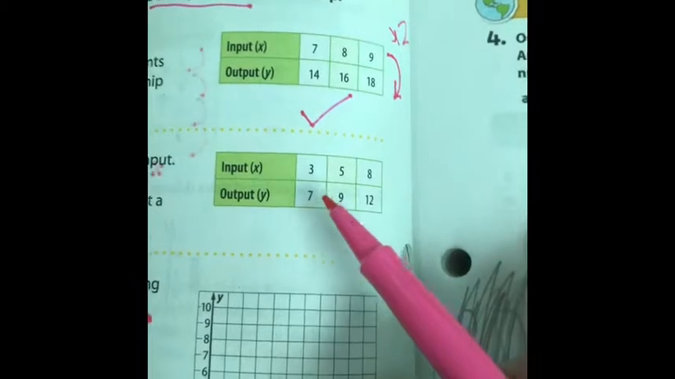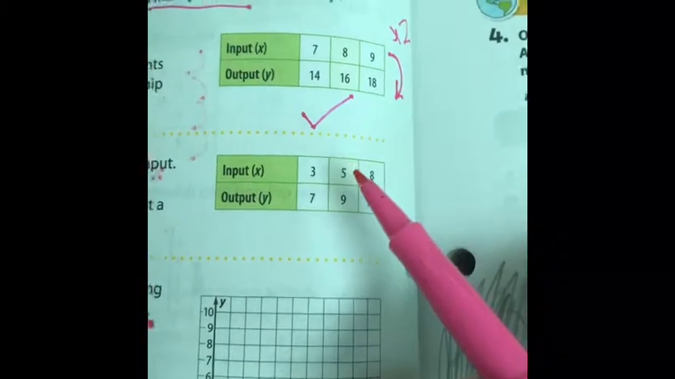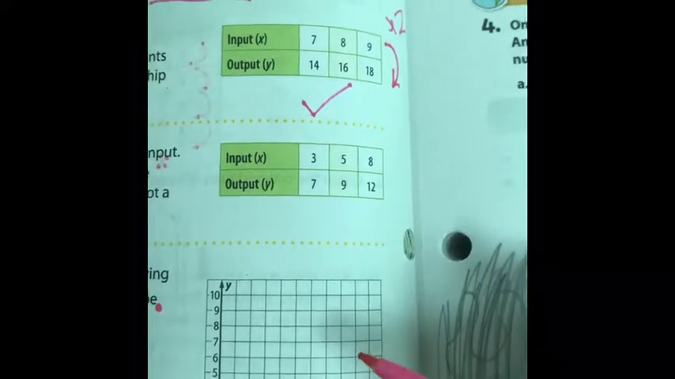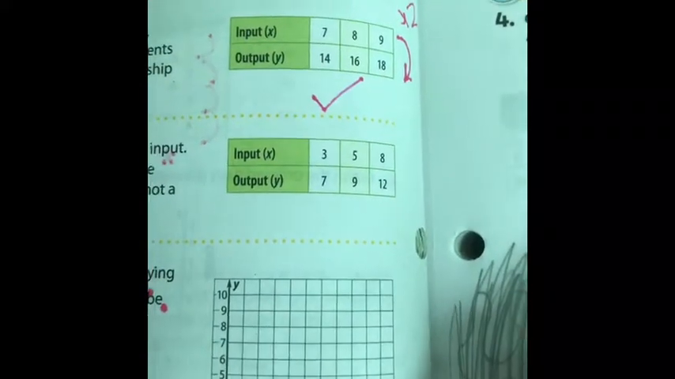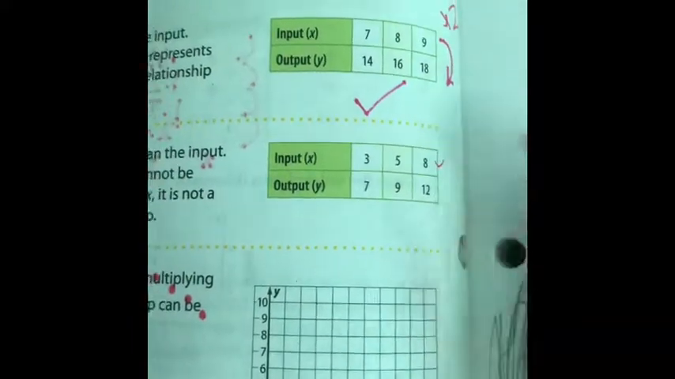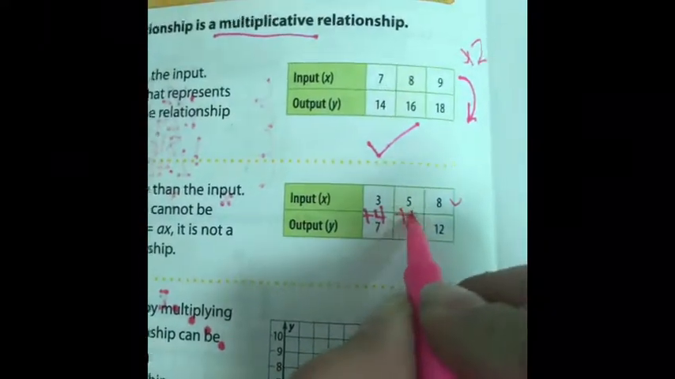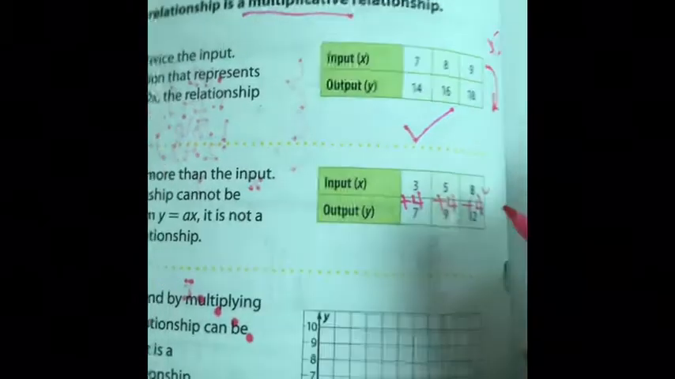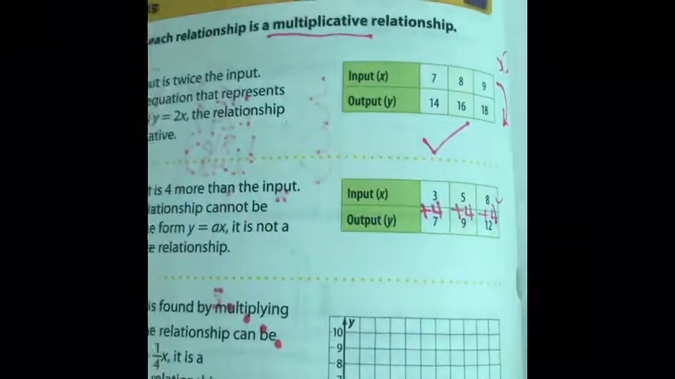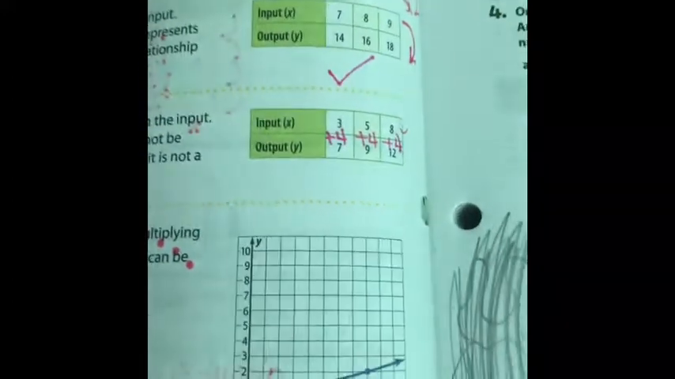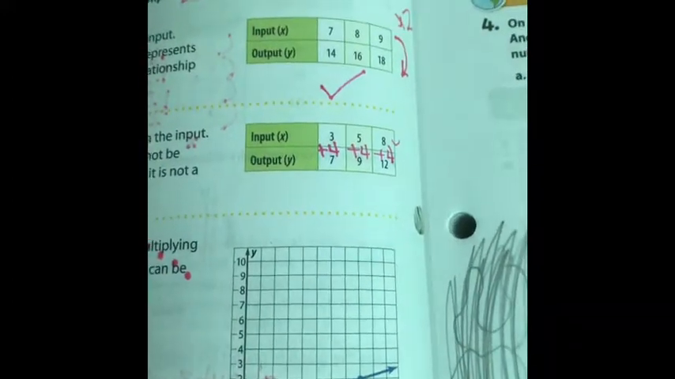I'm starting with 3 and I'm ending with 7. Starting with 5 and ending with 9, and starting with 8 and ending with 12. I can see that there is no real relationship that involves multiplying here, but I did see that, hey, I'm adding 4 and adding 4 and adding 4. That makes me think this is a different kind of relationship. It's not multiplicative. Instead, it is additive.